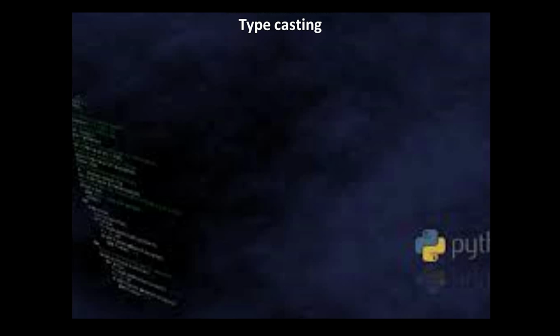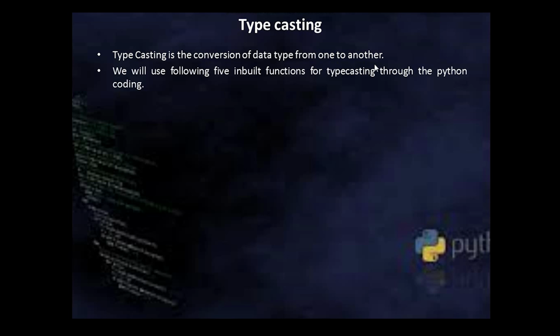Now we are going to discuss how to do explicit casting in Python. Python has provided some casting functions that I'll list now, and then we'll discuss all of them. So typecasting is the conversion of data type from one to another. We will use the following 5 inbuilt functions for typecasting through Python code.